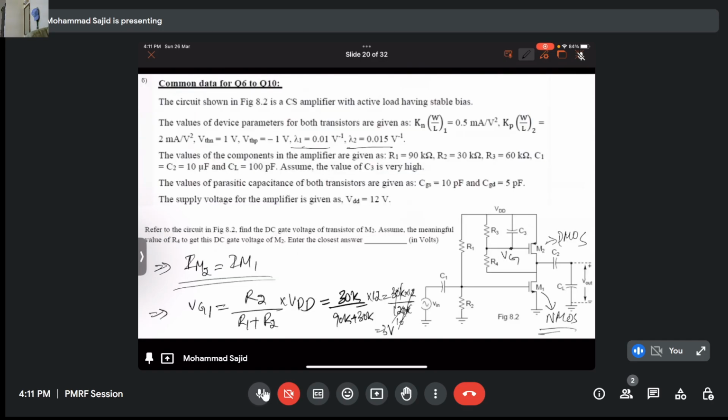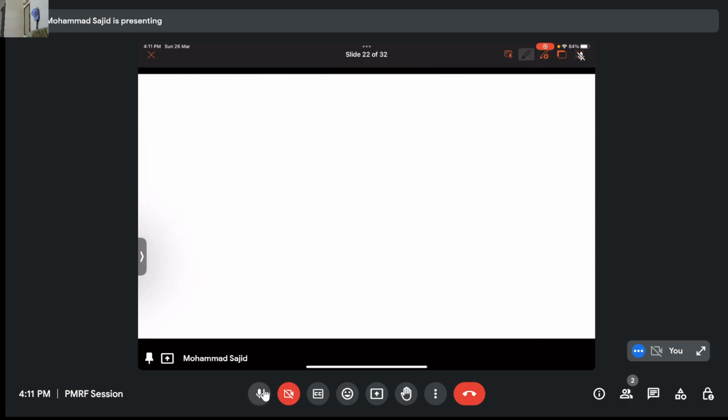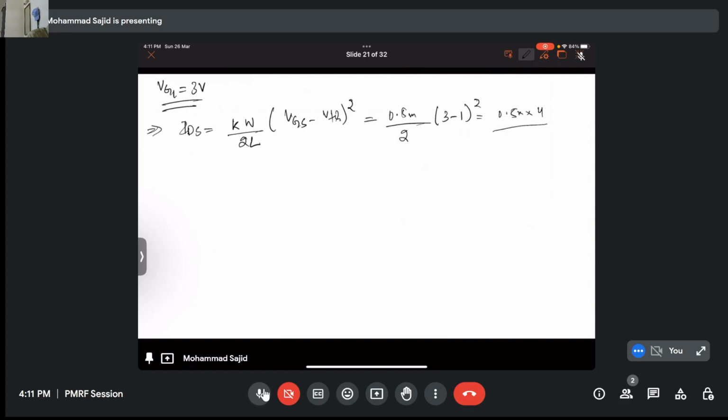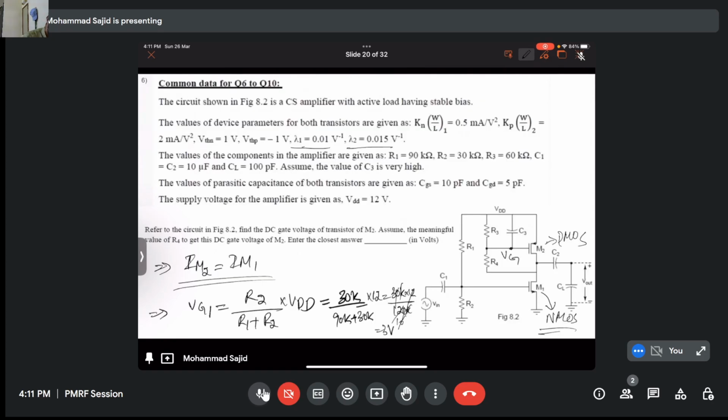So let me just see the values. It is 0.5 for NMOS. It will be 0.5 milli by 2, so this is 3 minus 1 whole square. That will be 0.5 milli into 4 divided by 2. This will give me a current of 1 milliampere, right? So this 1 milliampere current, as I said, will flow through M2 as well, right?